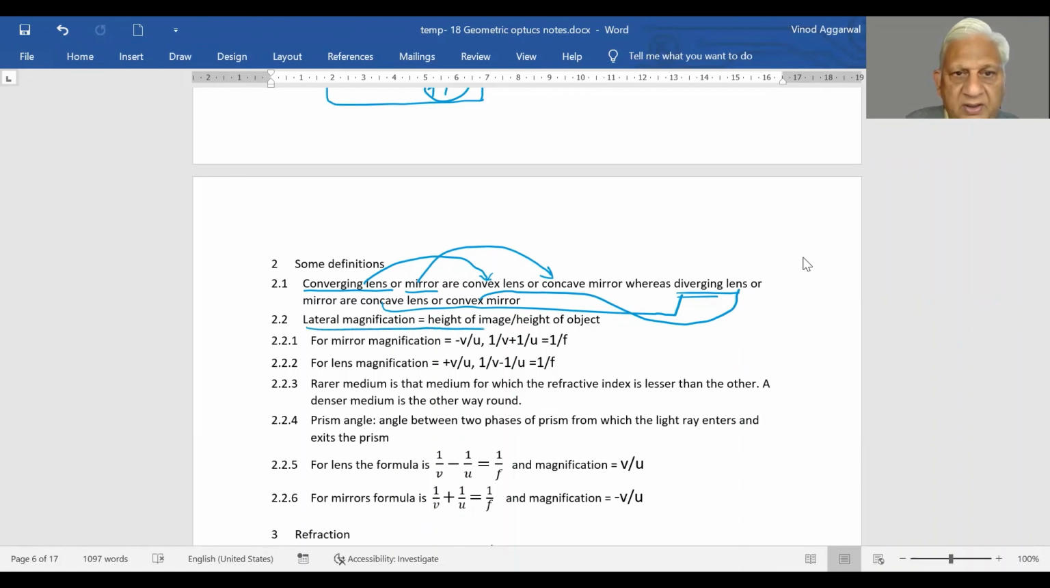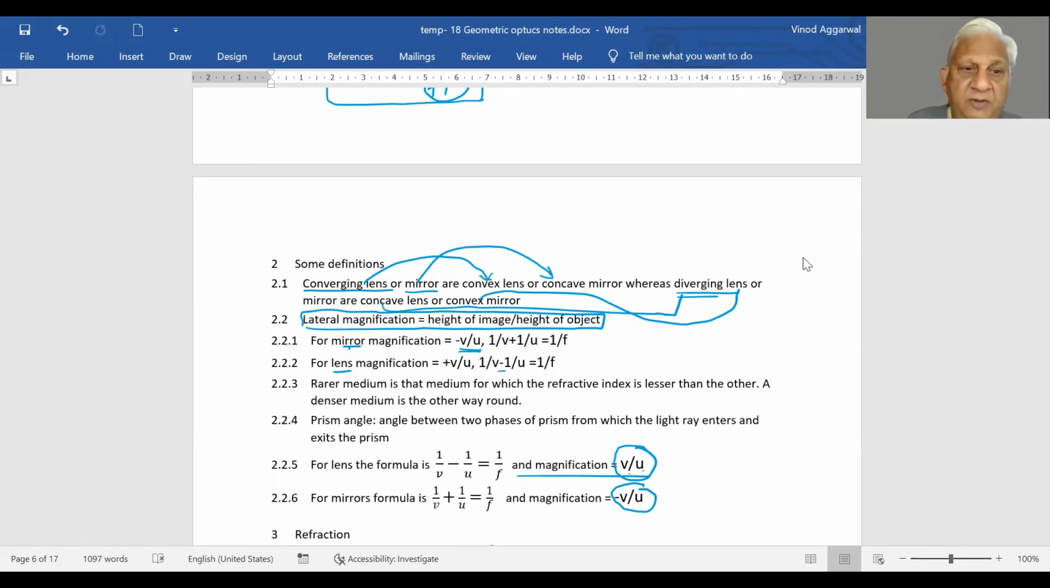Magnification, lateral magnification, is basically height of image divided by height of object. But the formula in case of lens and mirror are different. For lens, the magnification is plus V by U. For mirror, magnification is minus V by U. We have already seen this, same thing.